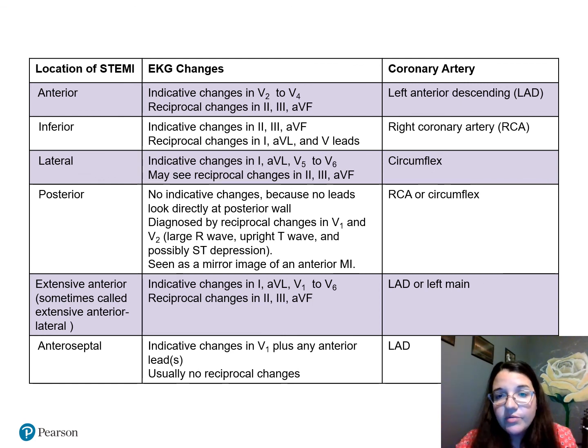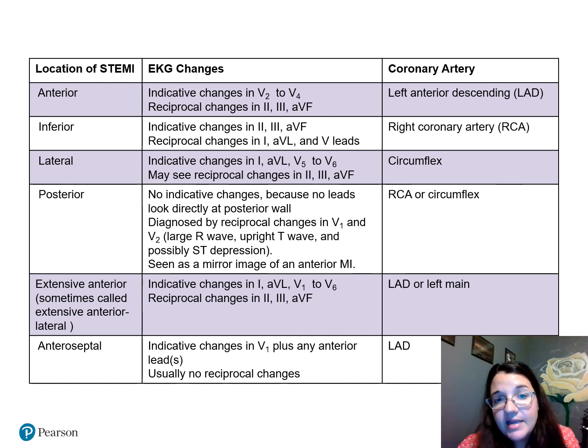So this is a good way to study. Just look at this and put it into memorization. Your anterior indicates V2 to V4, and its reciprocal, its opposite, is going to be 2, 3, and AVF. And it's going to be fed by, remember I said they're going to abbreviate, LAD, left anterior descending.